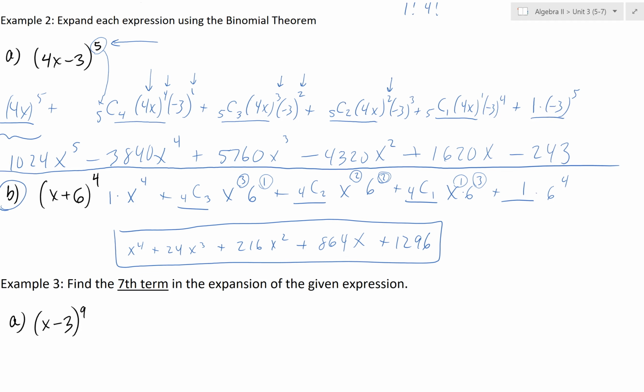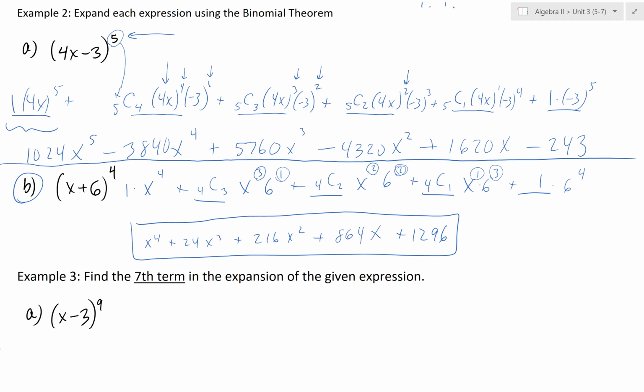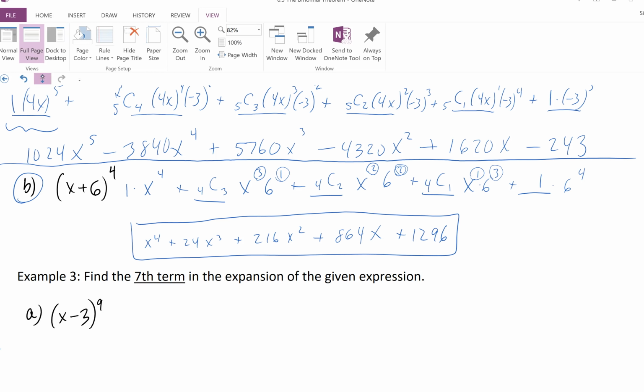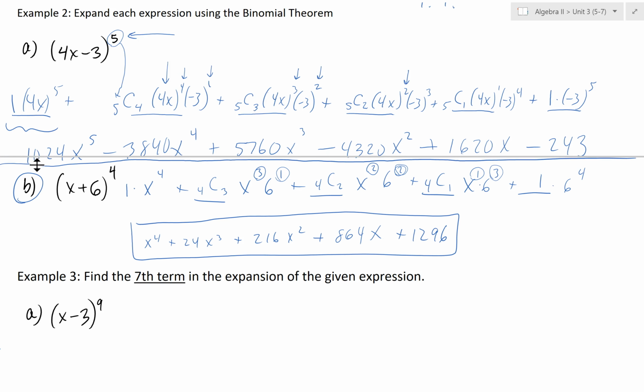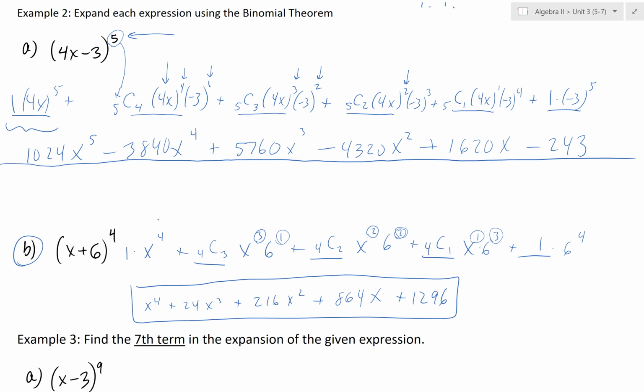Okay, now before we do the next example, it's asking for the 7th term only. So we don't want to have to write out all 10 terms of this and then count over to the 7th one. It'd be nice if we could just immediately jump to the 7th term. So to do that, let's recognize some patterns. In the previous problem, look at what we have here. If we call this the first term, this is the second term, this is the third term, fourth term, and so on.